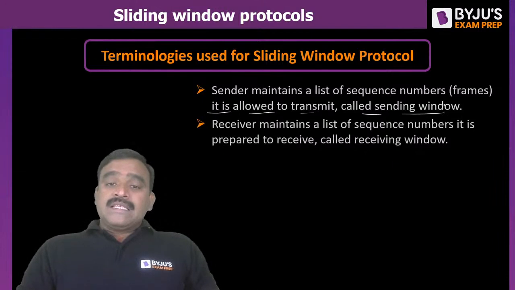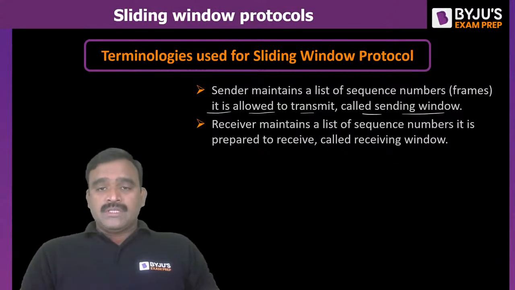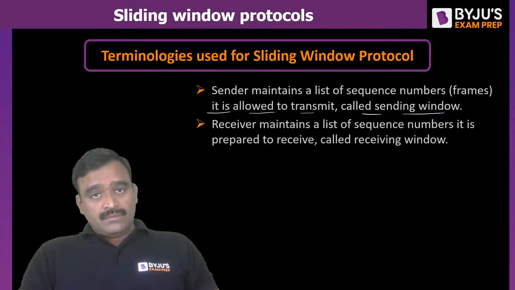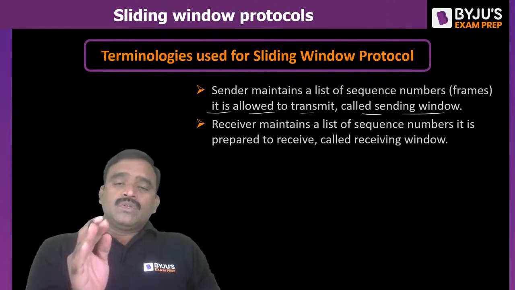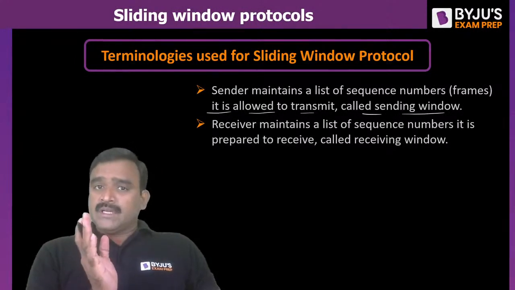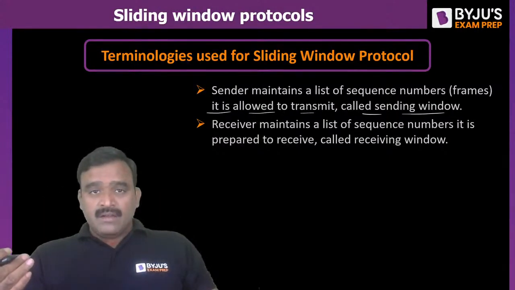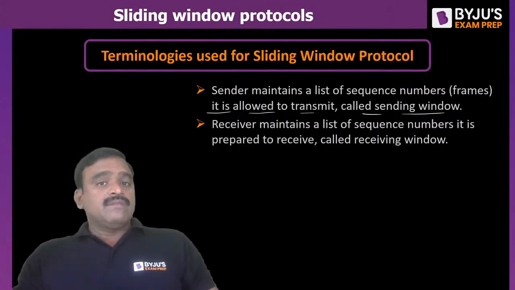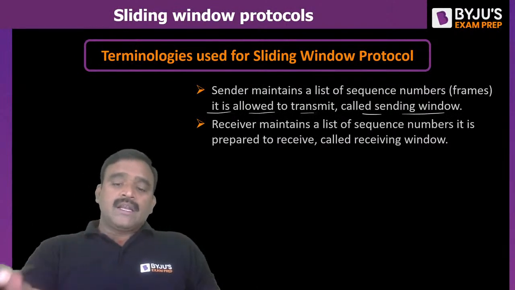And the receiver maintains a list of sequence numbers it is prepared to receive. It is called the receiving window. So we can have a send window as well as a receiving window. Sliding means it is movable. As and when an acknowledgement comes, the sender sliding window will be moved. As and when the expected frame arrives correctly without any errors, the receiver sliding window will be moved to accommodate new frames. That is the criteria here.